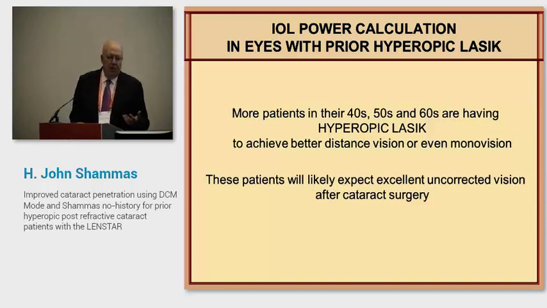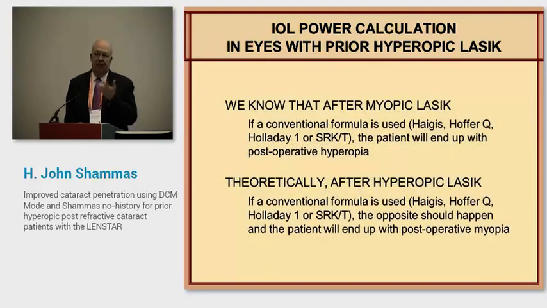In my opinion, there are more patients now in their 40s, 50s, and 60s that are having hyperopic LASIK to achieve better distance vision or even monovision. They ask you to keep one eye for distance, and they want a hyperopic LASIK on the other one to become more myopic, so they can have one eye for distance, one eye for reading.